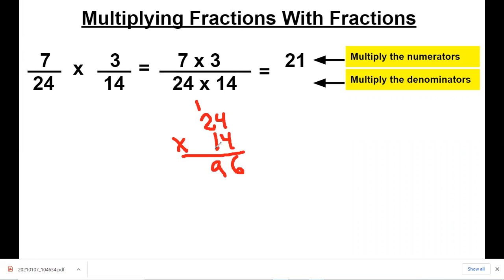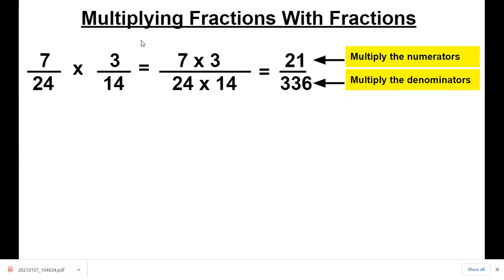Now I go to the next column. I'm going to go underneath the 1. 1 times 4 is 4. And 1 times 2 is 2. And then I'm going to add those together. And I'm going to get 6. 9 plus 4 is 13. Carry the 1. 2 plus 1 is 3. So that answer is 336. So it's going to be quite a big number. So let's see what happens. Okay, so we have 21 over 336.